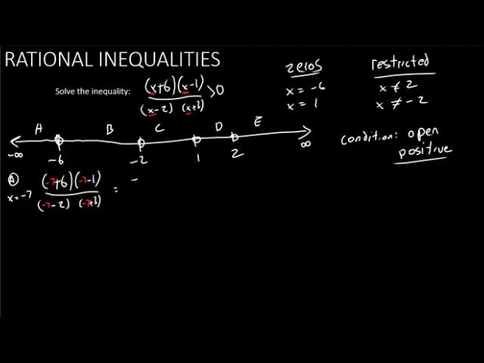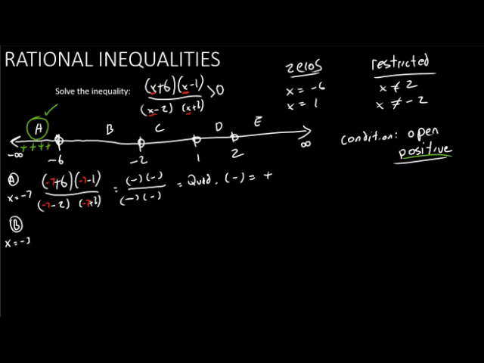That gives negative 1, which is negative. Negative 7 minus 1 is negative 8, also negative. Negative 7 minus 2 is negative 9, also negative. And negative 7 plus 2 is negative 5, also negative. Therefore, we have a quadruple negative. If you have an even number of negatives, that means our final answer will return positive. Therefore, region A will be positive, and since this matches the positive condition, region A will be part of our answer.